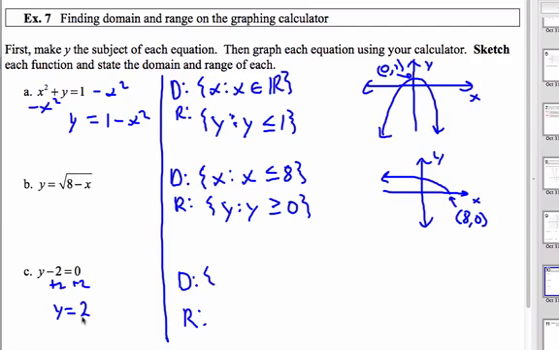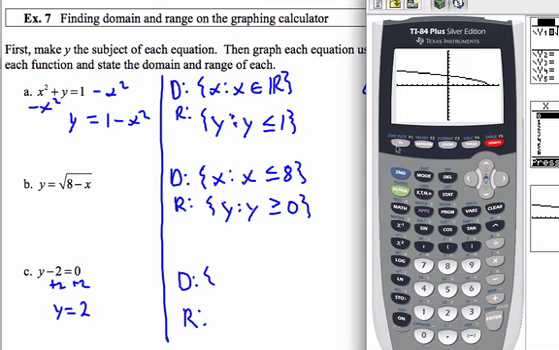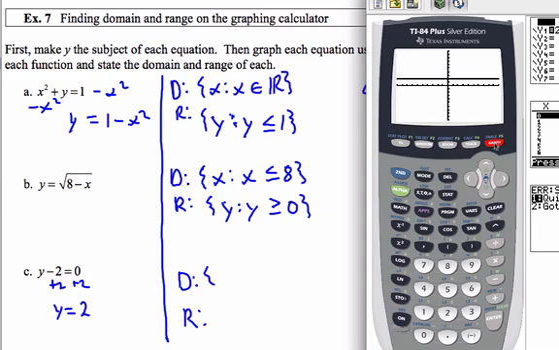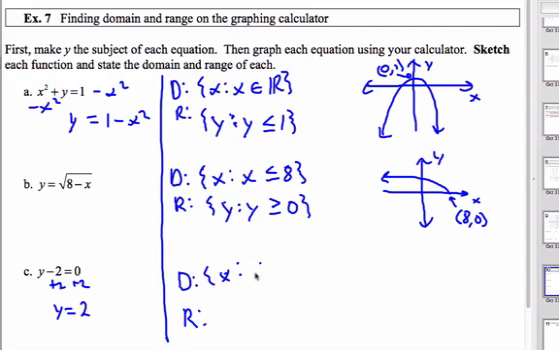Okay, next we have the equation y equals 2. So we can graph that. And clear. Okay, y equals 2. Graph, and it's just a horizontal line at 2. So the x values can be anything, but the only y value possible is 2. So you can say x such that x is a real number. And for the range, y such that y equals 2.